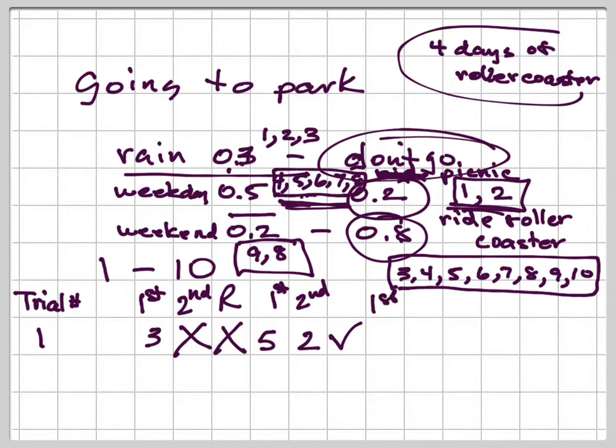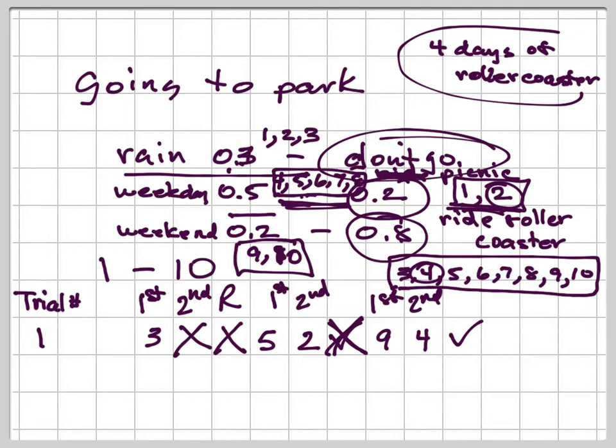So then our first number and our second number, let's try again. Say we got a 9, which is a weekend, by the way 9 and 10 are weekends. That means we're going to the park. The second number was a 4. 4 is good, that means we're going to ride the roller coaster. Oops, I'm sorry, this one would not be a success because that's a 2. That means we went on the picnic, so it didn't work. Sorry about that. So 9 and 4 is a success.